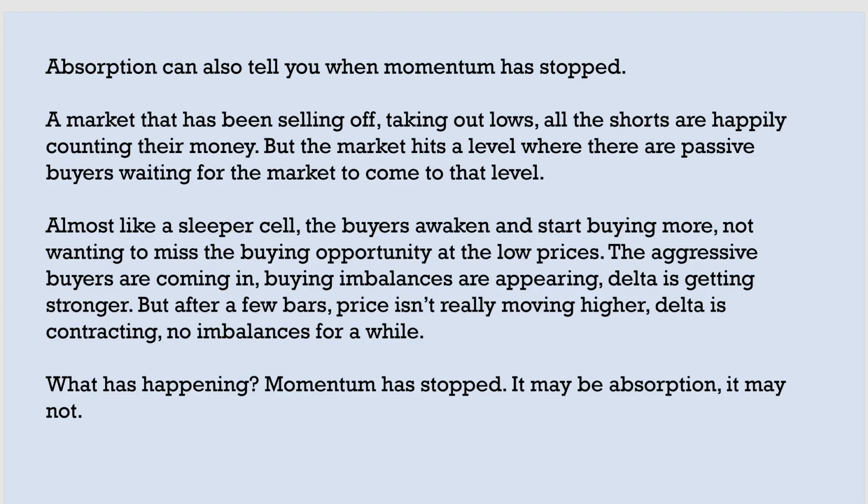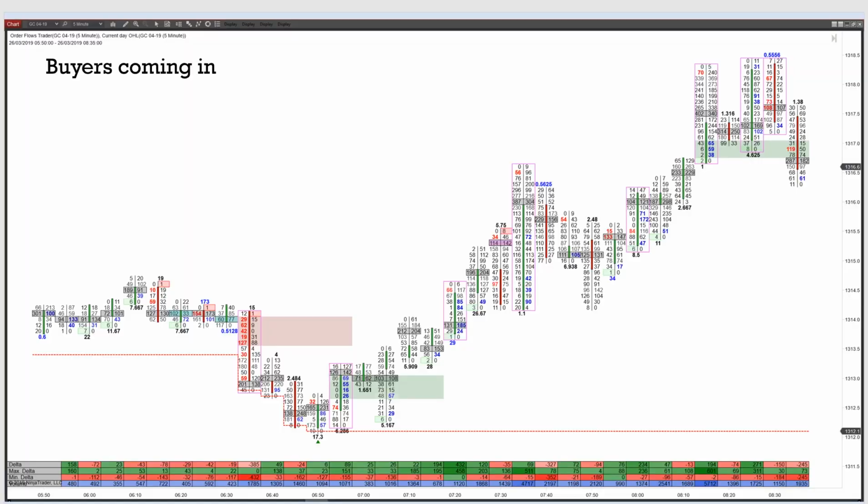But then all of a sudden it hits that level where there are big passive bids. People sitting on the bid, just waiting, trapping them. I call it a sleeper cell. The buyers awaken and start buying more, not wanting to miss the buying opportunity at the low prices. The aggressive buyers start coming in and buying imbalances start appearing. Delta's getting stronger, but after a few bars, price isn't really going higher. Delta's contracting and no imbalances for a while. What's happening? Momentum has stopped. Now maybe absorption. So what that means is the market comes down in here, starts rallying up, then possibly you're running into some absorption in here again and continue back up.